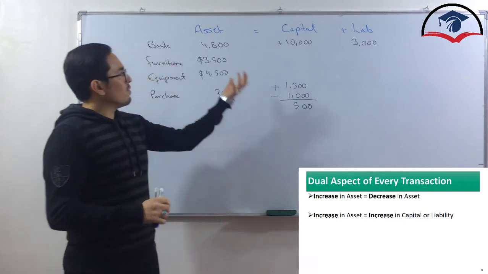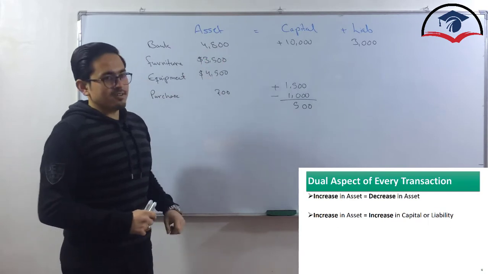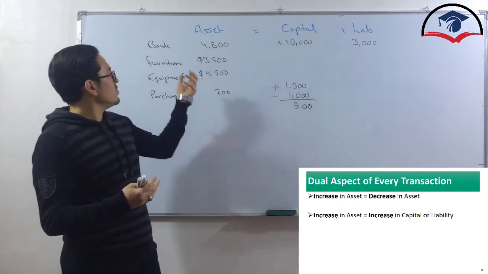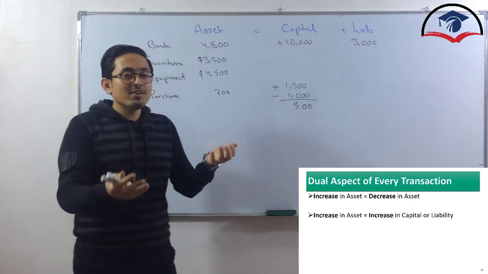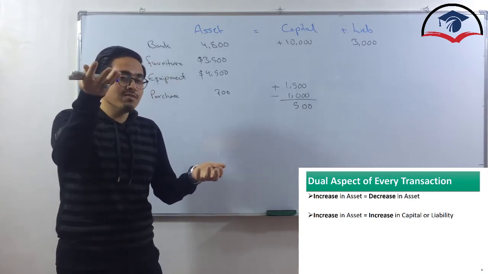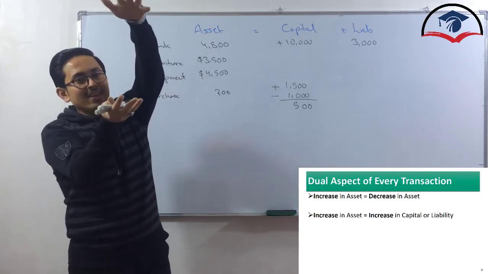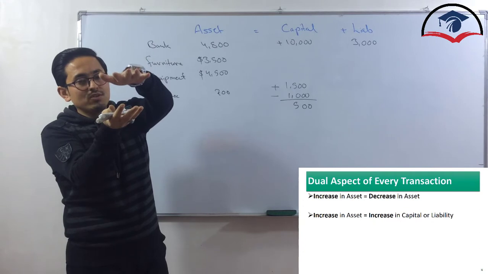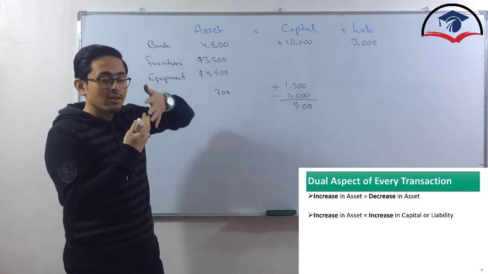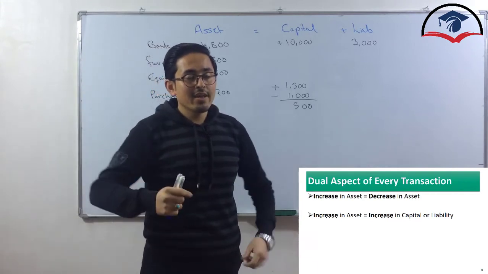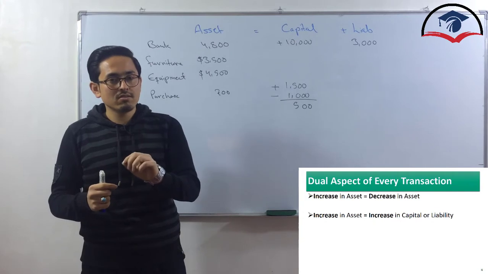But if we go to one side of the equation, we can say that in assets, suppose he purchased some furniture for $3,500. The level of furniture has increased by $3,500. But on the other hand, the level of cash has decreased by $3,500. It's on the same side of the equation, but the change is that one asset will increase and another will decrease.